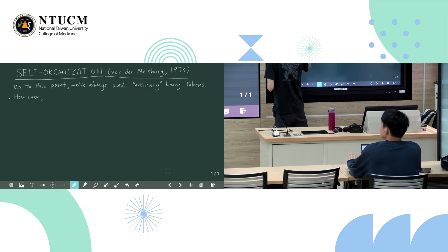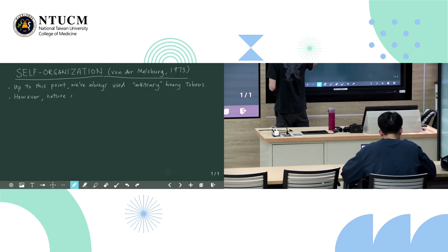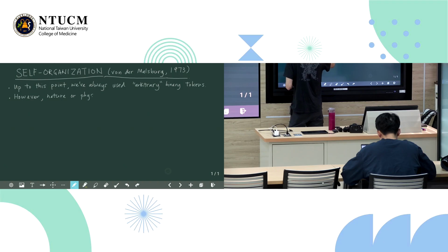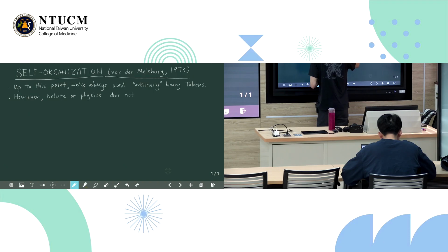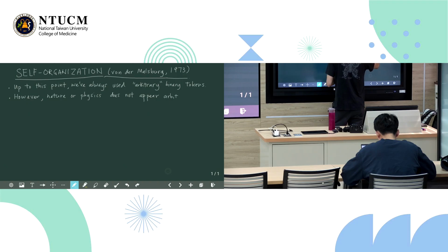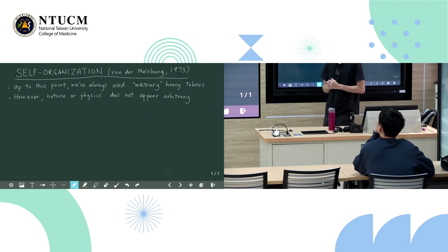However, one could argue that nature, or physics, does not appear arbitrary. Does it? Does anyone think that your experiences are arbitrary? You would not use that word, at least in the first description. Maybe some philosophers will eventually say, yes, everything is arbitrary, but you have to think a lot before you get there.